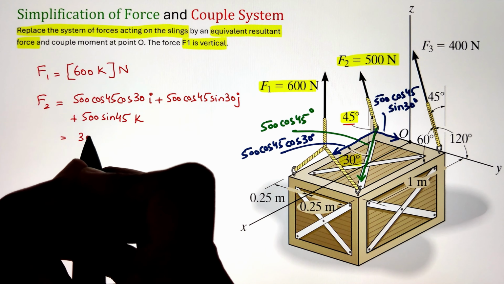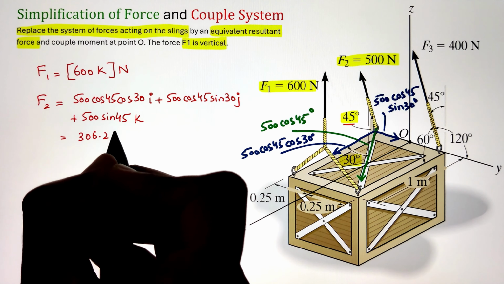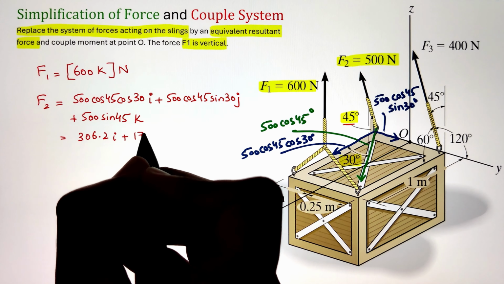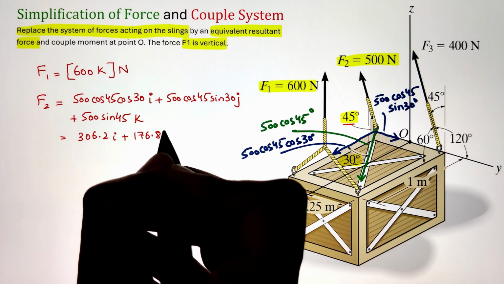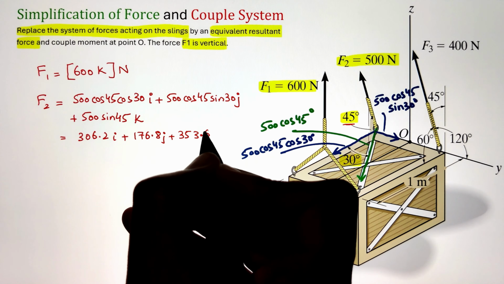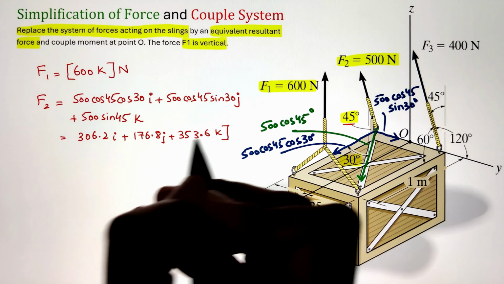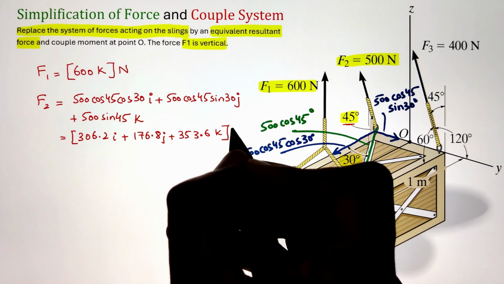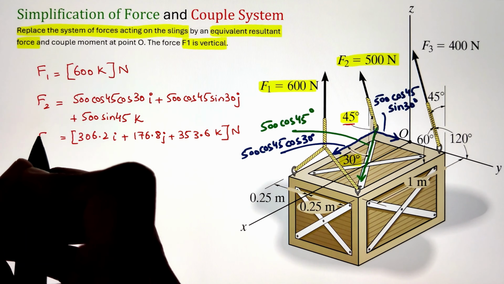Simplifying, we get our F2 force as 306.2i plus 176.8j and our 353.6k. Next, let's go ahead and resolve our force F3 having a magnitude of 400 pounds.